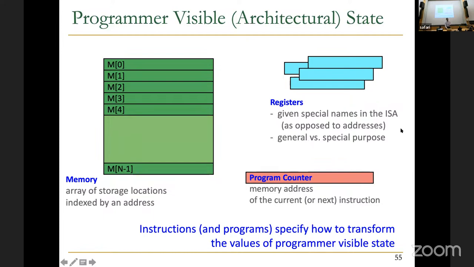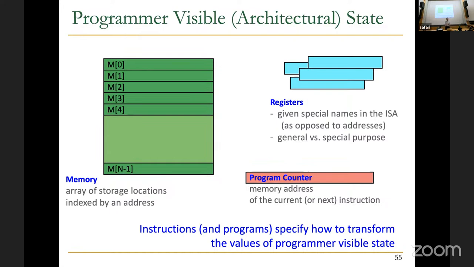And then there's a register file, or registers. These have special names in the ISA, and they could be general purpose or special purpose. We're going to deal mainly with general purpose registers, but there could be special purpose registers that are also exposed to the programmer, just to make sure the programmer can actually deal with the machine. For example, the system state: is there an error in the machine? That could be indicated in a special purpose register, and the programmer can check that. We're not going to deal with that.